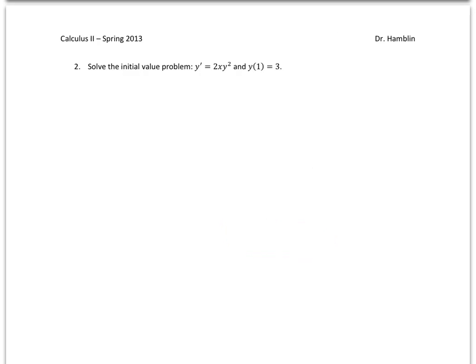For this next problem, we're asked to solve an initial value problem, y prime equals 2x y squared and y of 1 equals 3. So we'll focus on the differential equation first. First of all, we need to separate the variables. Just for convenience's sake, I'm going to rewrite y prime as dy dx. I'm going to leave the 2x on the right-hand side, but I'm going to move the y squared over to the left-hand side by dividing both sides by y squared.